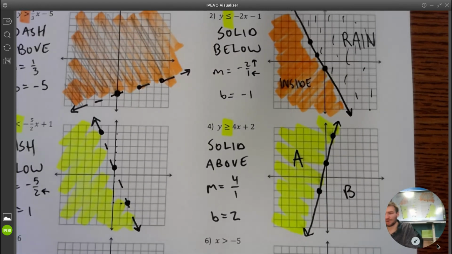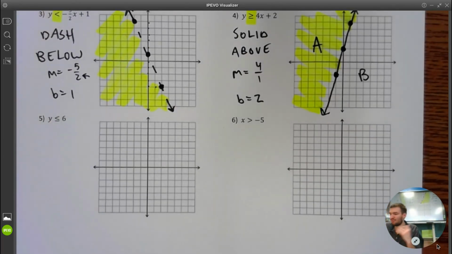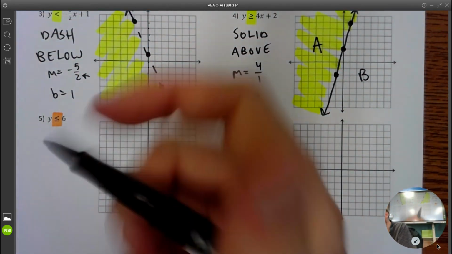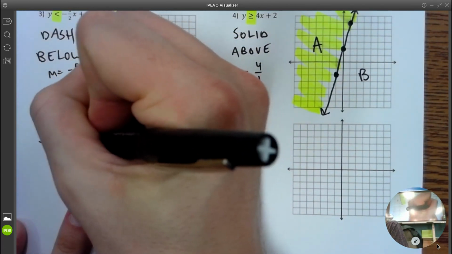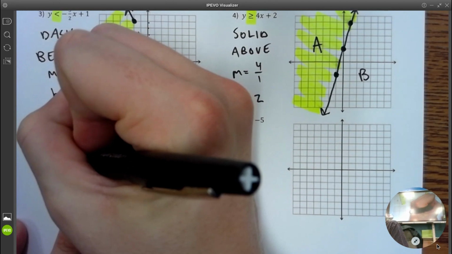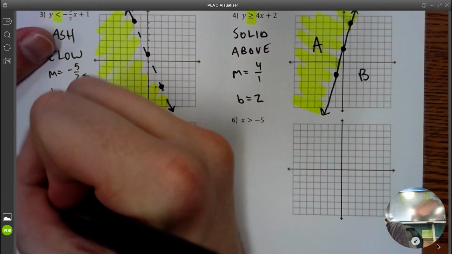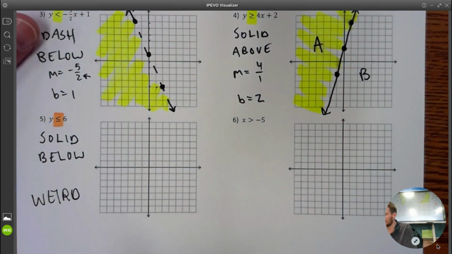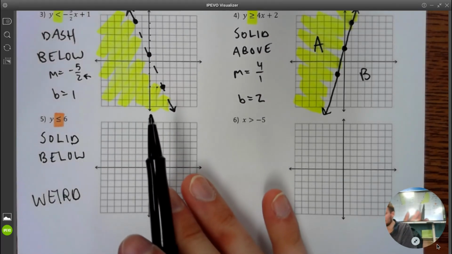All right, then we got 2 more at the bottom here. These are 2 really quick questions. We've got, again, inequalities, so we need to think about this being a less than or equal to. Equal to means solid, less than means below. But I also notice that this is a weird graph where we have only 1 letter. This is a y less than or equal to 6. There's no x at all, okay?